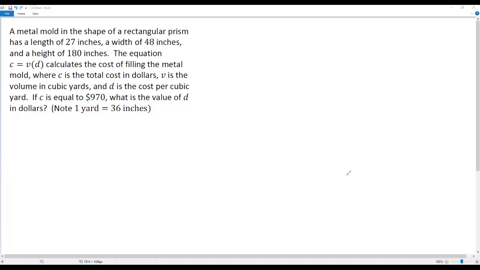Here we have a SAT math problem. Okay, let's go to the question. A metal mold in the shape of a rectangular prism has a length of 27 inches, a width of 48 inches, and a height of 180 inches.